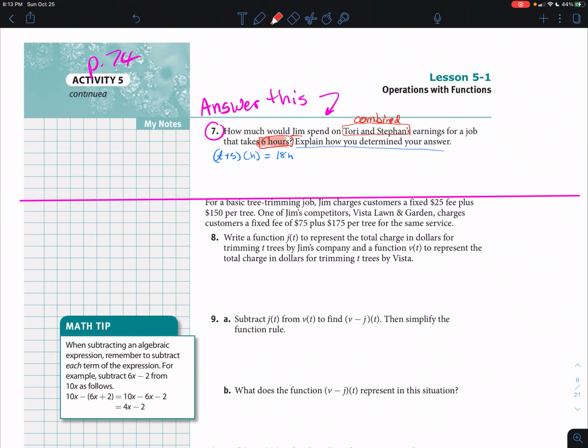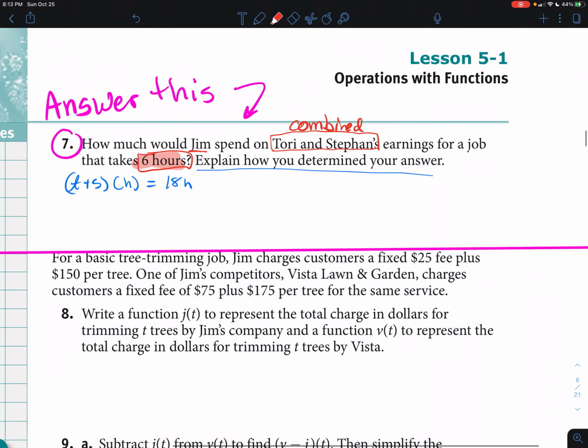Okay, moving on to page 74 in lesson 5-1. I left you with this question: find the combined earnings for working 6 hours for Tori and Stefan. You should have taken the 6 hours and plugged it into T plus S of H. So plug in the 6. That means you should have found 18 times 6, which gives us a grand total of $108.